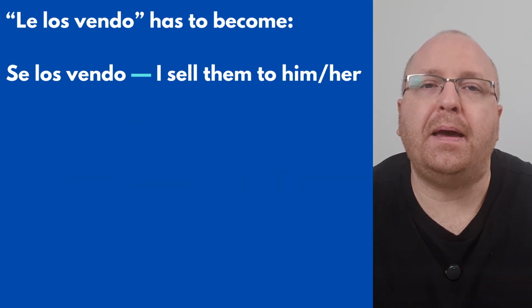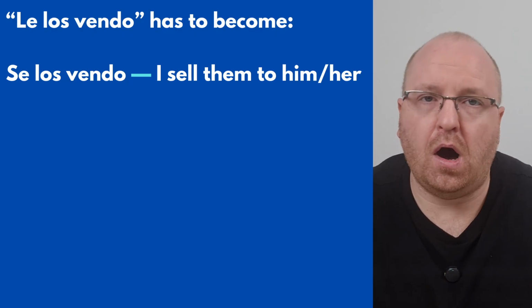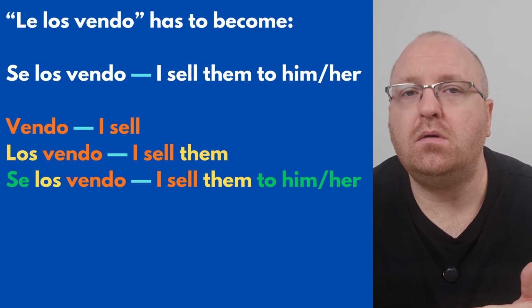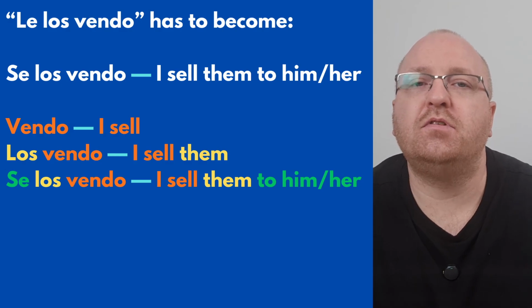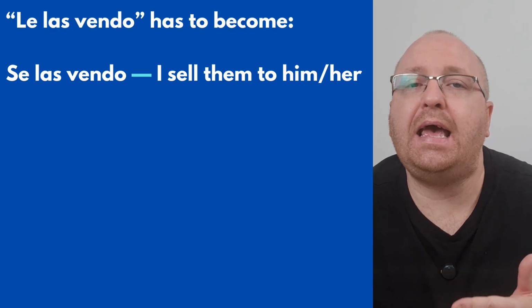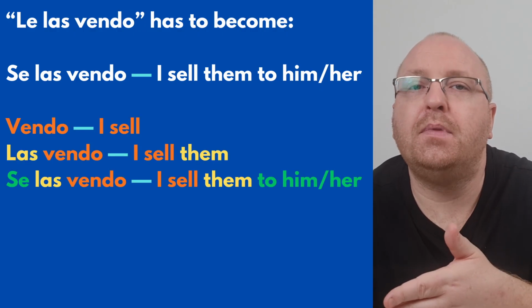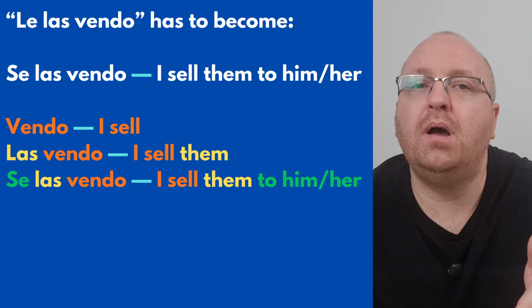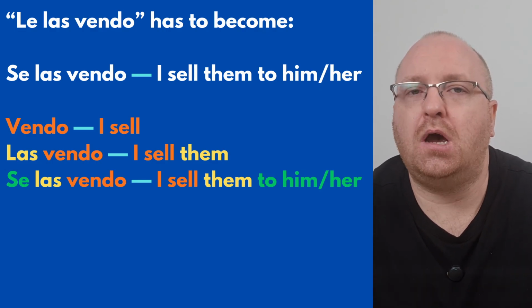And le los vendo has to become se los vendo. I sell them to him or I sell them to her. Vendo, I sell. Los vendo, I sell them. Se los vendo, I sell them to him or I sell them to her. And then le las vendo has to become se las vendo. I sell them to him or I sell them to her. Vendo, I sell. Las vendo, I sell them. Se las vendo, I sell them to him or I sell them to her.